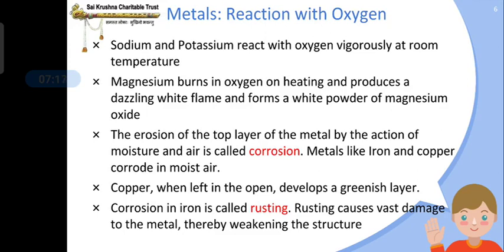The erosion of the top layer of the metal by the action of moisture and air is called corrosion. So you all are aware of corrosion, right? Metals like iron and copper corrode in moist air. So you have heard of the rusting of iron, right? So when the metal comes in contact with air, moisture, water, then what happens? The rusting happens. Copper when left in the open develops a greenish layer. So that is the reaction. And corrosion of iron is called rusting. So rusting causes vast damage to the metal, thereby weakening the structure.